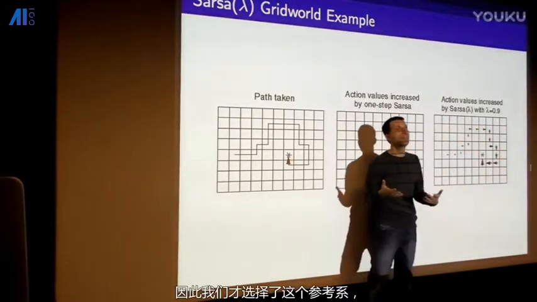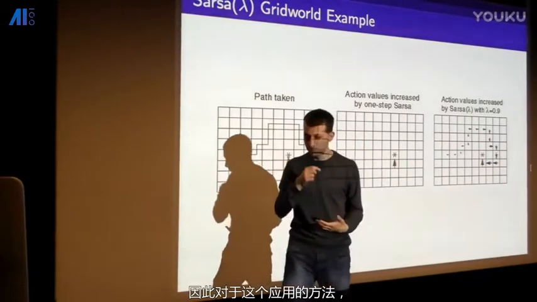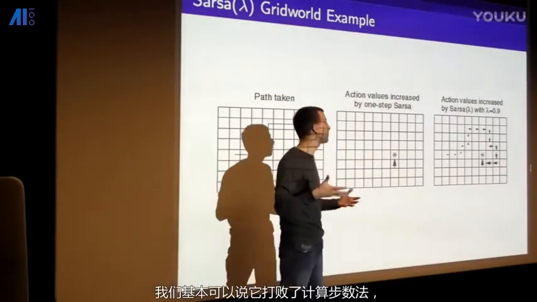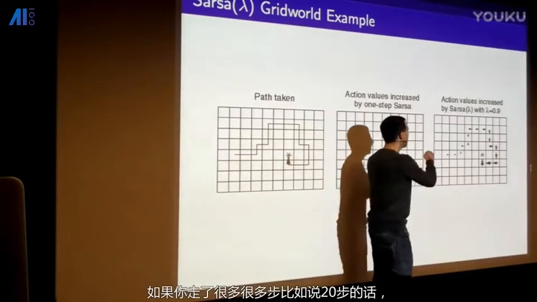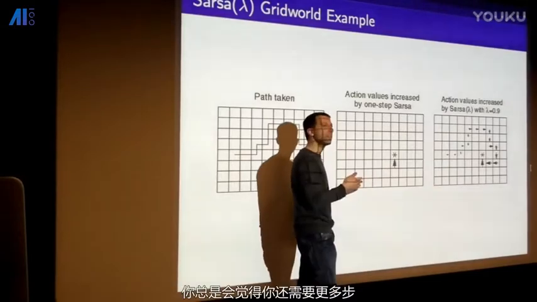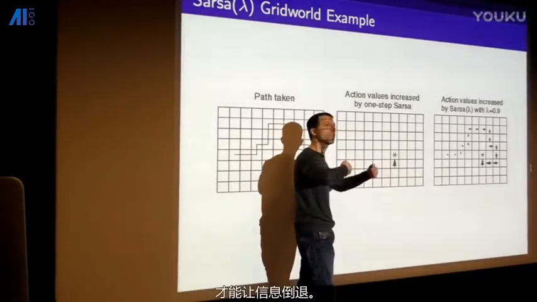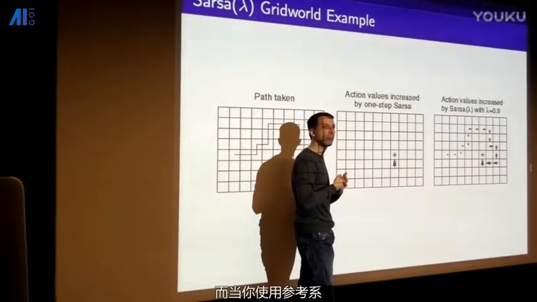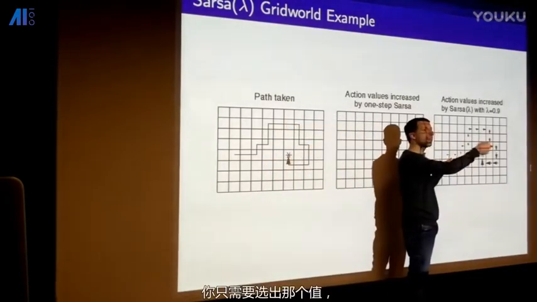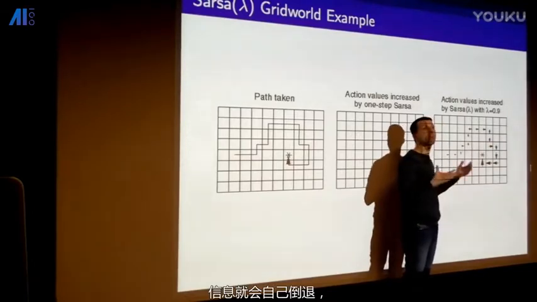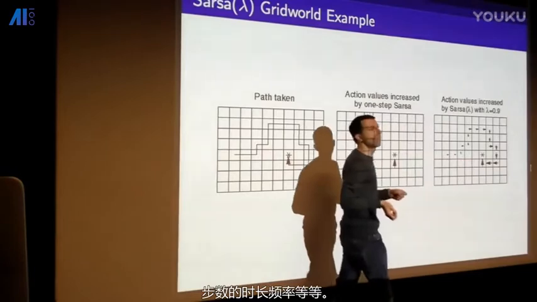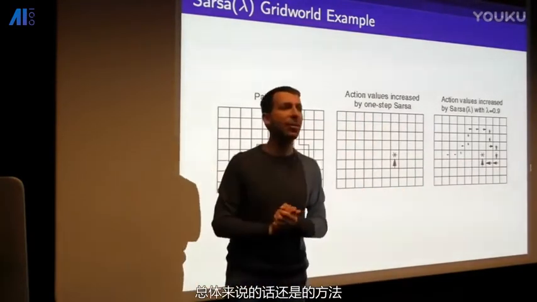So the idea of lambda is, we can say that it basically defeats the tyranny of the time step. If you have many, many, many time steps, SARSA 0 is always susceptible to the fact that you need more and more steps to actually flow this information back. Whereas using a lambda parameter, you can always just pick your lambda so that information flows back at the right rate, regardless of the granularity that you make your time steps operate at. So lambda basically overcomes this tyranny of the time step.